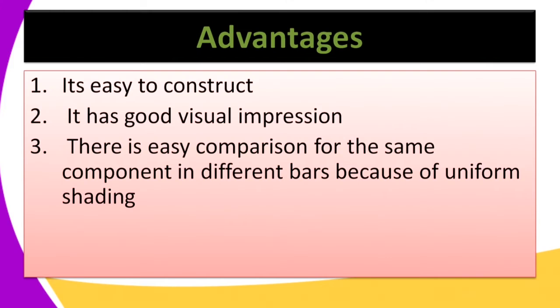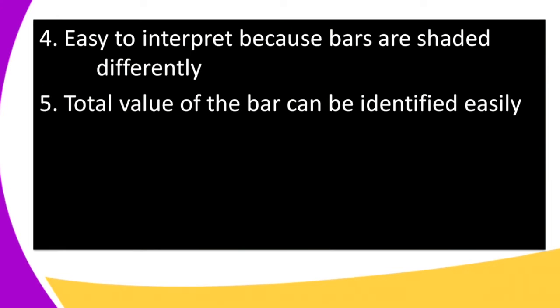Number 3, there is easy comparison for the same component in different bars because of uniform shading. When you shade the different bars, the different components according to their right calculations, it is easy to compare one year to another year. For example, you can say that in 1990, coffee was more produced, or coffee was more sold than in 1992.